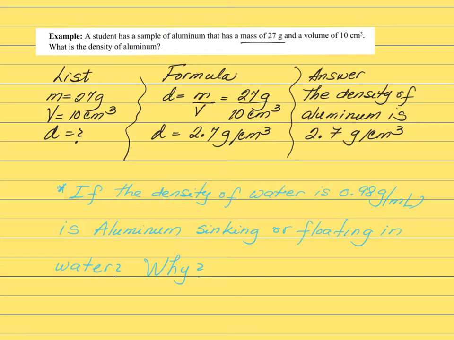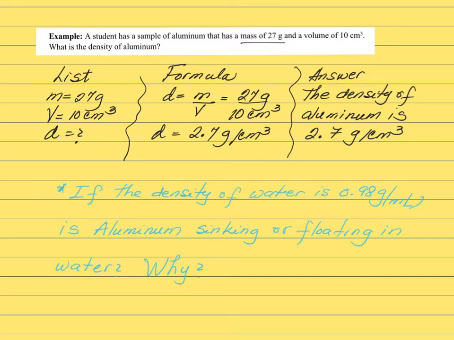This is your first problem. Piece of cake. You have an example of aluminum. Aluminum has a mass of 27 grams and a volume of 10 cubic centimeters. You need to find the density. This is the process that you're going to follow. You're going to make a list with all your information. Then you're going to write the formula, mass over volume, evaluate the expression, perform the calculation, and then write the answer in a complete sentence. Questions about that? I'm assuming that you don't have any questions.